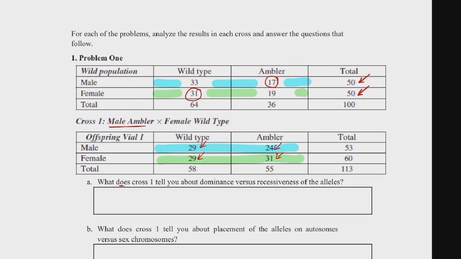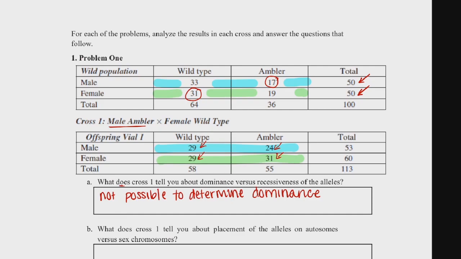Okay. So we can see here that we can't tell if it's X-linked because everything seems evenly spread across males and females. And we see that there are a relatively equal number of both phenotypes. So it is not possible to determine dominance in this case because there's not enough information. If everything is seemingly in accordance with a one-to-one ratio with each other, and it's equally showing up in both males and females, then we can't say that it's X-linked, and we also can't say that ambler is dominant over wild type. So that's what we're seeing when we're crossing.